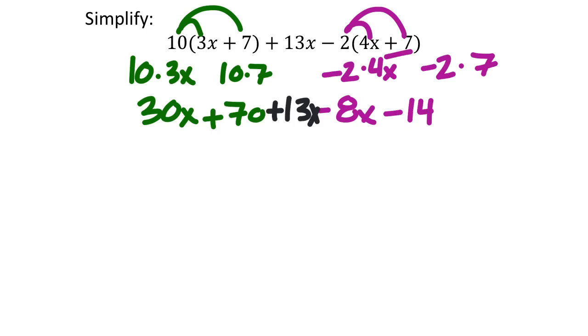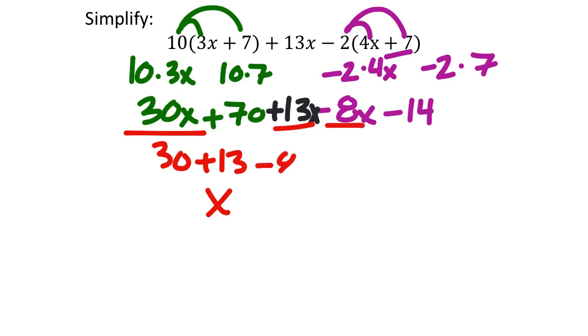Minus 8x minus 14. Well, from here, I just look for any like terms to combine, starting with, for me, the x's. So, combining the x's, right? I got 30 of them. Then I got 13 of them. Then I got negative 8 of them. So I'm just adding these together. 30 plus 13, bam, 43. 43 minus 8, 35. So by the time I combine all of my x's, I would have 35 of them total. So that takes care of all of the x terms.